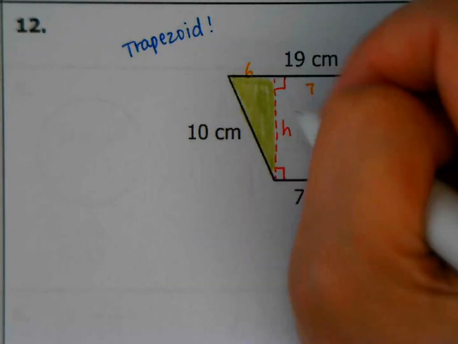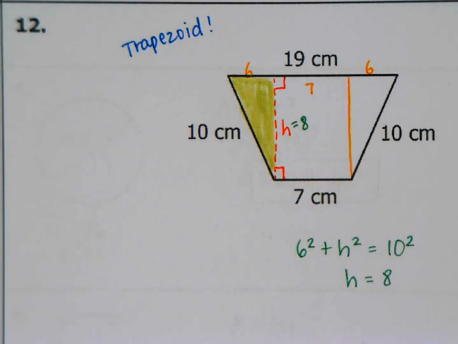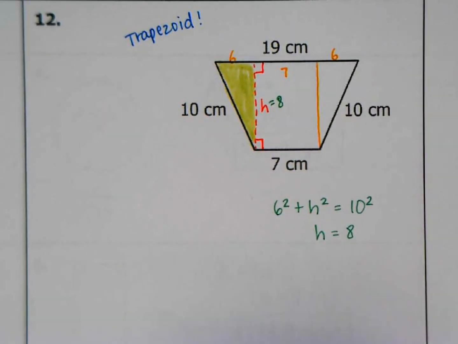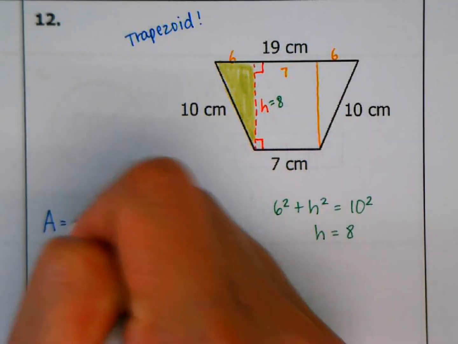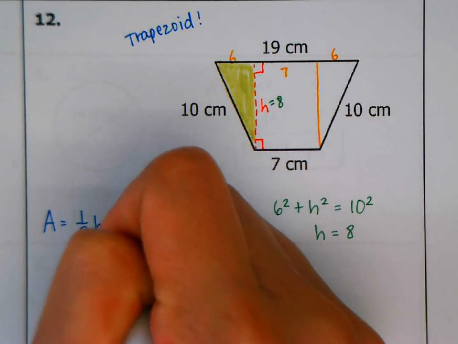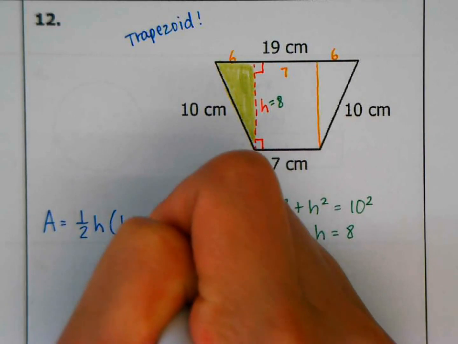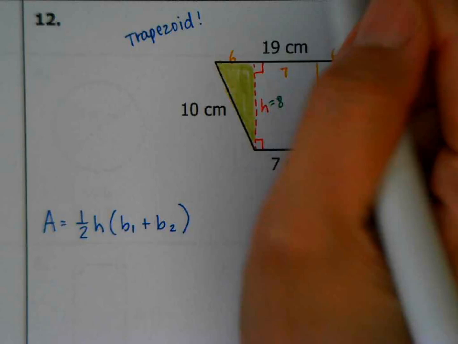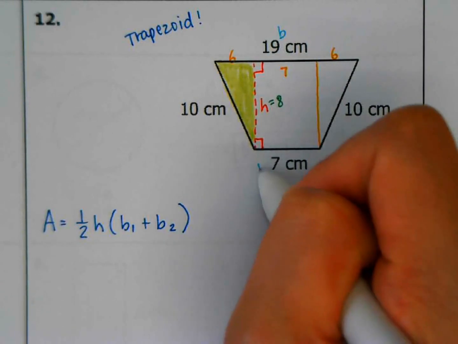So in this trapezoid formula for area, we have area is 1/2 times the height times the sum of the two bases. So here's height. Here are our two bases, 19 and 7. So we're just going to plug it into our formula.